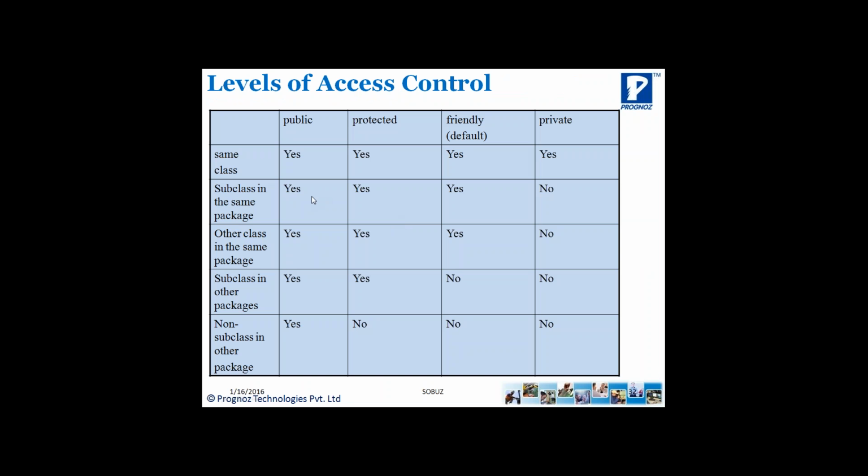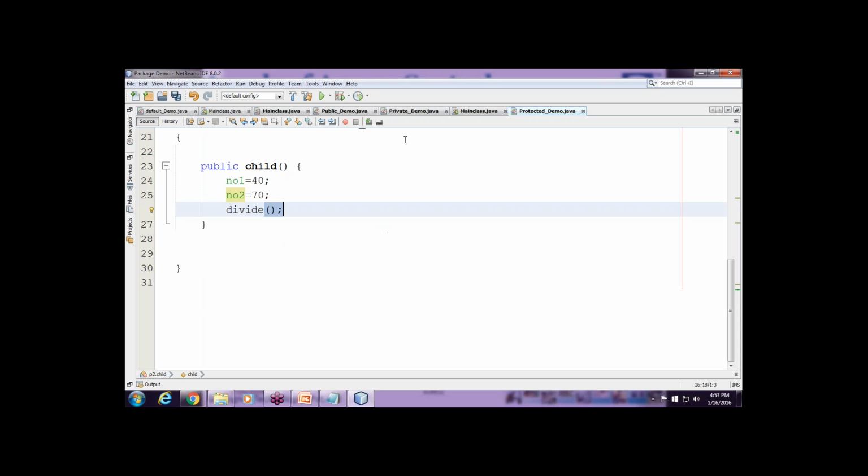Public provides access in the same class, in a subclass of the same package, other classes in the same package, a subclass in another package, and non-subclasses. Everything public is accessible everywhere. Now coming to protected: same class, of course, and subclass, because it is provided in the child only. Other class in the same package, yes; subclass in the other package, fine; and non-subclass in another package, no.